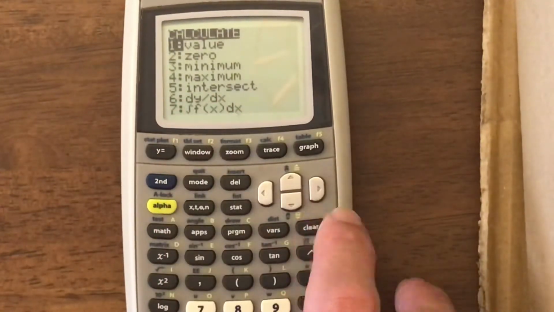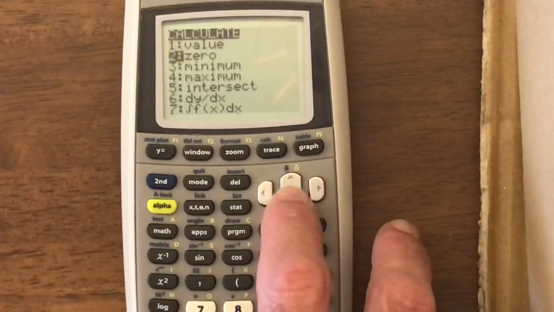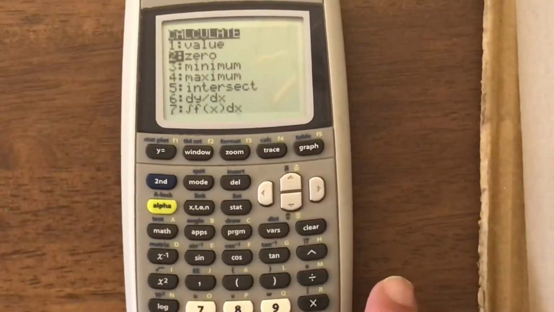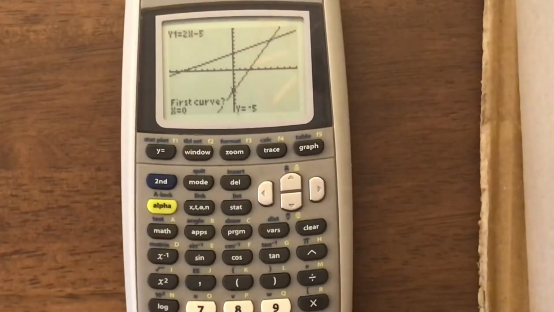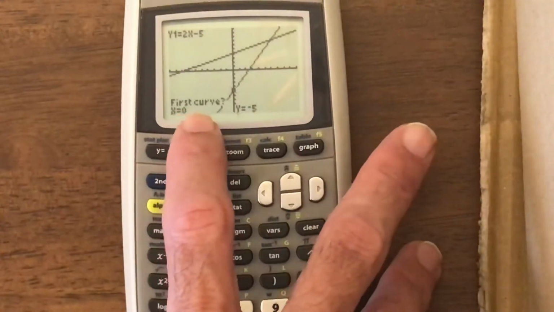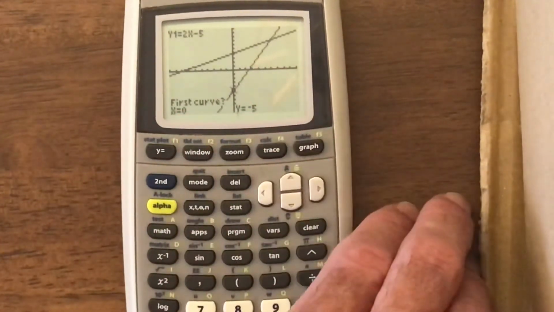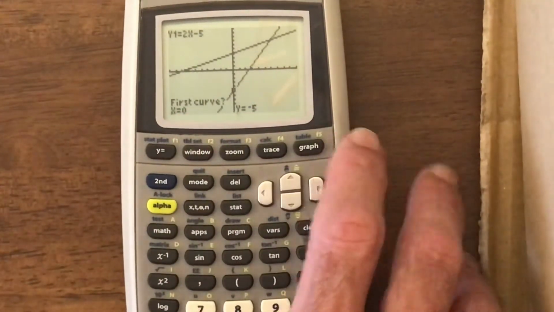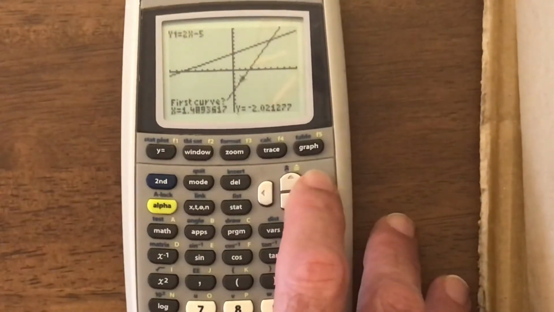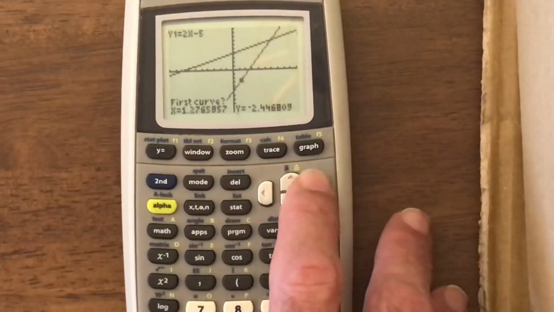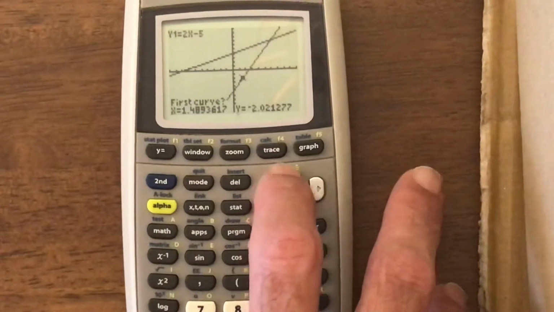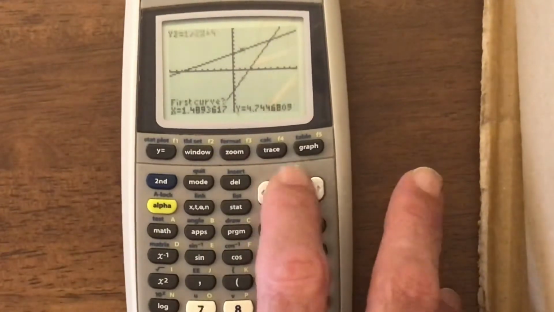And I want number 5 intersect. So I'm going to either scroll down, using the arrows, I can scroll up or down, or I can just type the number 5, intersect. Now the calculator is really smart, but not as smart as you might think. It doesn't know which two lines I'm referring to, even though there's only two lines. So I have to tell it that I want this first line, and I just can move this cursor around. It's guessing that I want this line, and I can kind of go back and forth between lines by pushing the up and down arrows.